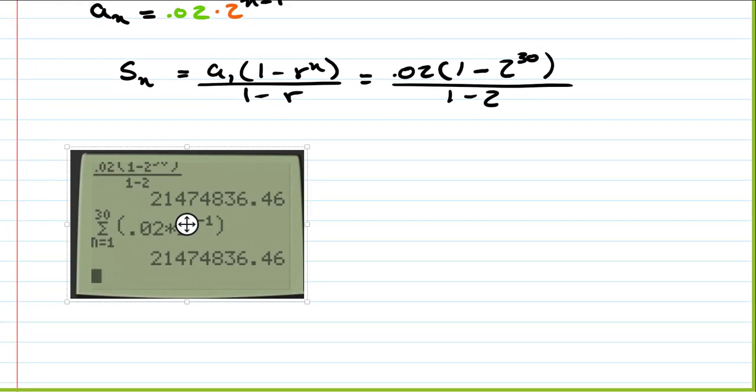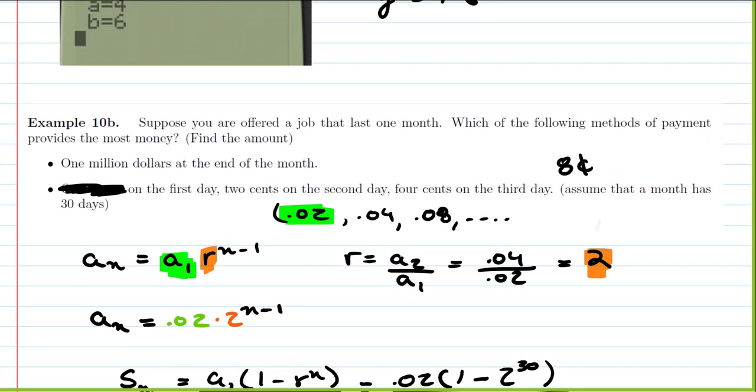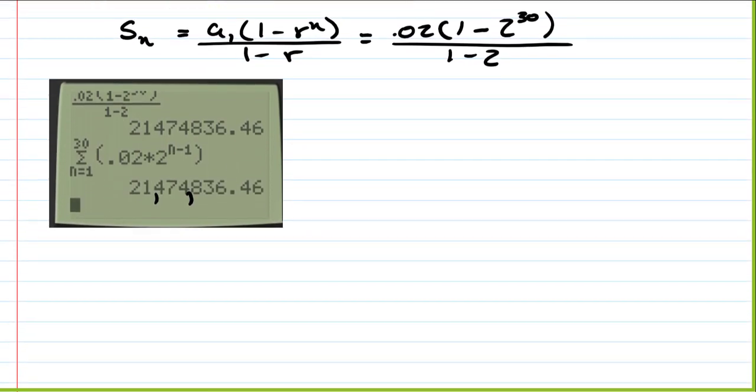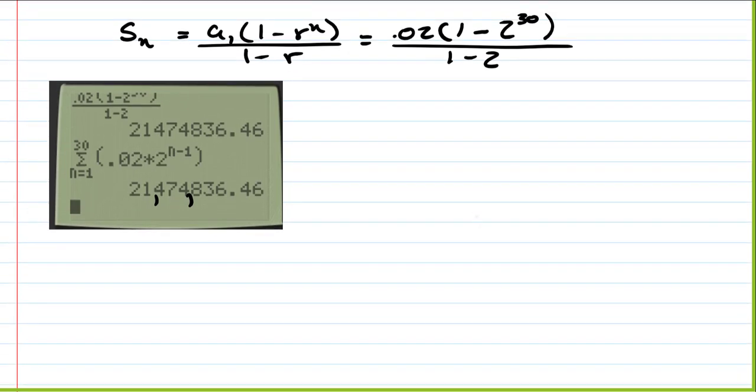So now, if we look at this value, put in some commas to help us read it, we notice that if you started with 2 cents the first day, 4 cents the second day, 8 cents the third day, at the end of 30 days you would get $21 million as opposed to $1 million. So the second option is definitely going to be better for this.